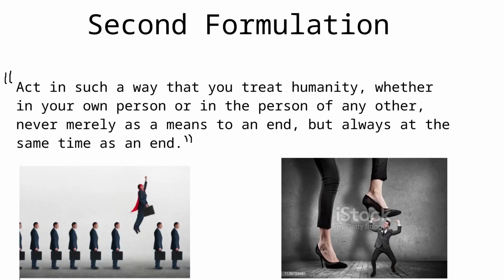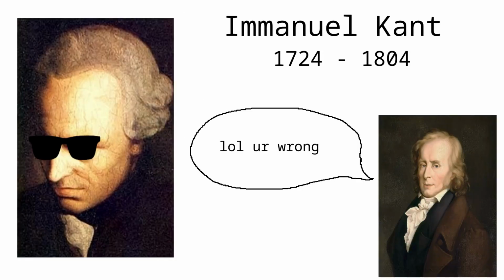The second formulation states: act in such a way that you treat humanity, whether in your own person or in the person of any other, never merely as a means to an end, but always at the same time as an end. Basically, each and every one of us is an individual with free will. If you respect that free will, you're doing fine. But once you trample upon that free will, you are then acting in a subjective manner which violates the first formulation. But just like any other moral framework, this too had its own fair share of criticism.